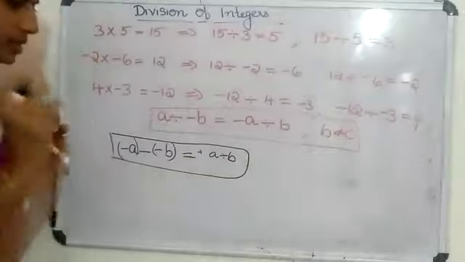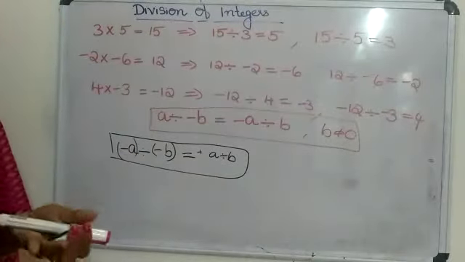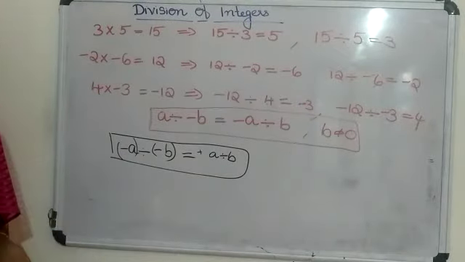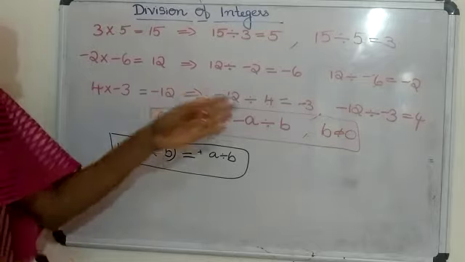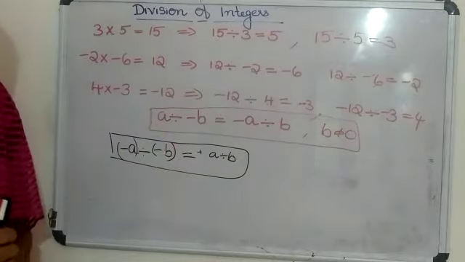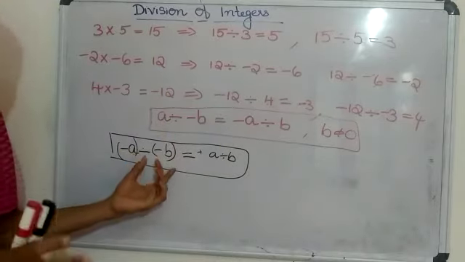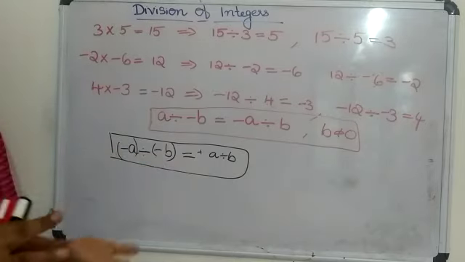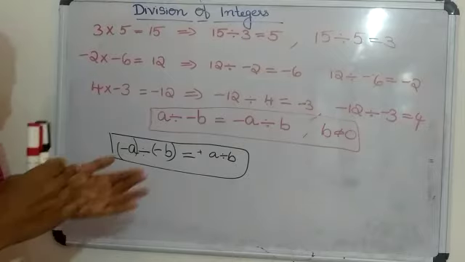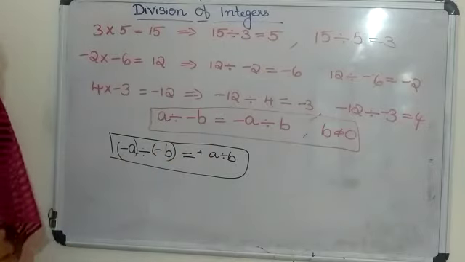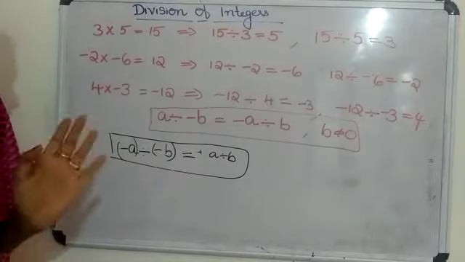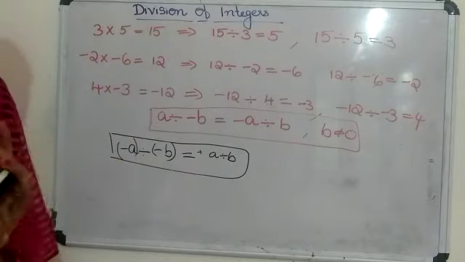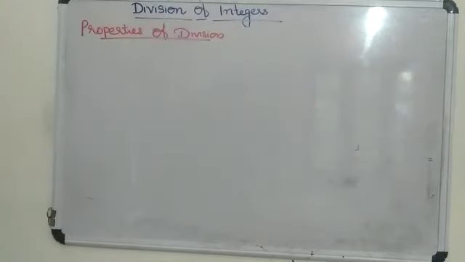Just think like this: when you are given two integers, one positive and one negative, divide them and apply the negative sign. When you are given two negative integers for division, you divide the two numbers and put positive. Simple technique to remember. Is it clear? Okay.